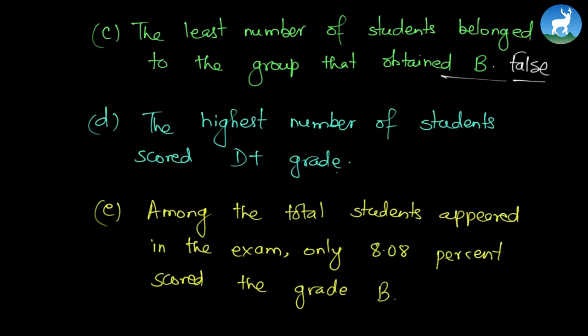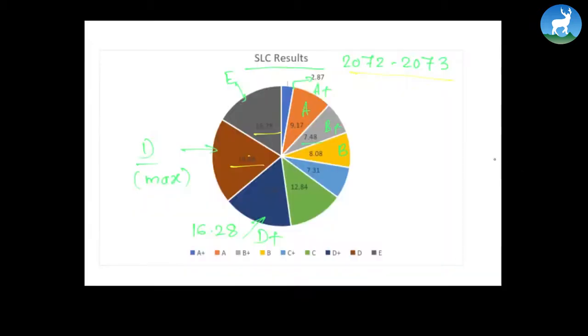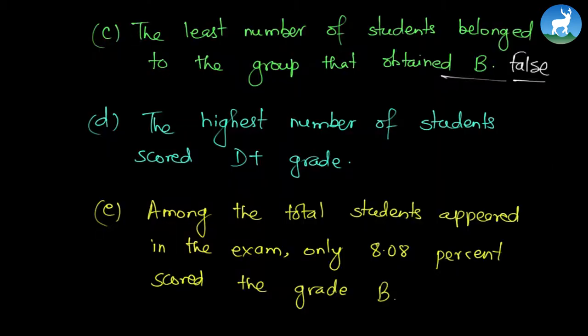The highest number of students scored D plus grade. Now is this correct? Did the maximum number of students score D plus grade, or did they score D? Now let's go back to the pie chart once again and have a look. Did they score D plus? Nope, they scored D as the maximum. So again we have another false statement. We are going to write false as the answer. So we have 4 false statements. Now let's go to the final one.